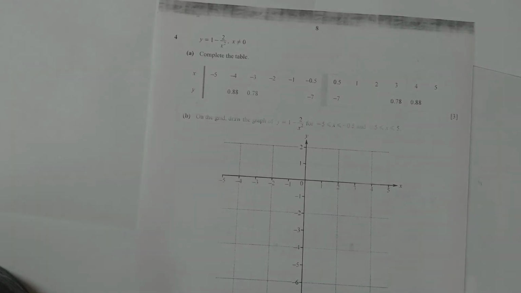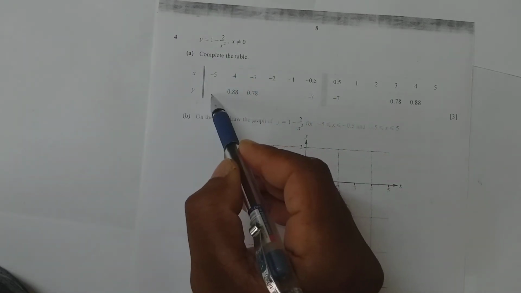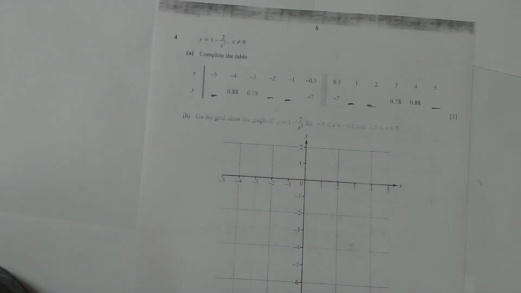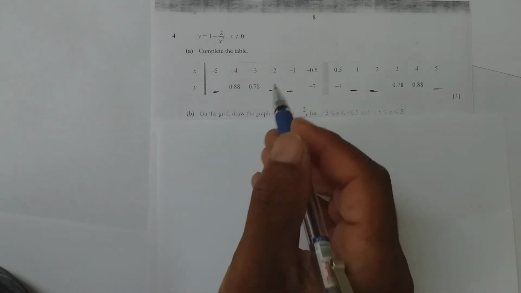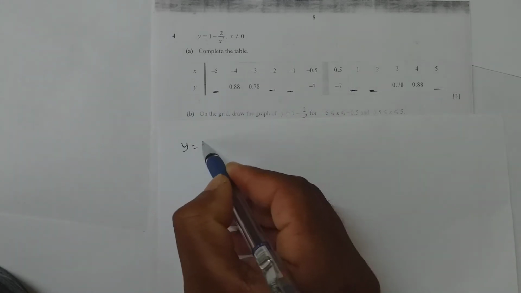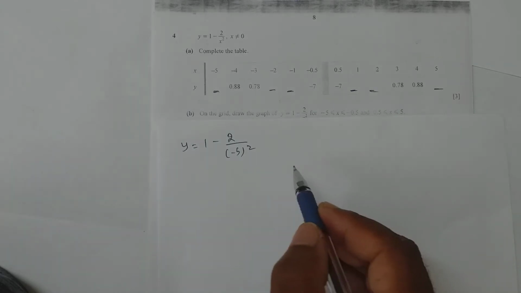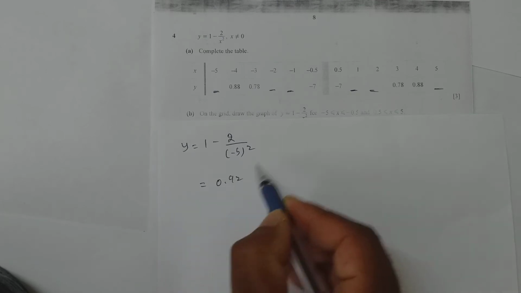Okay, next sum. Y equals 1 minus 2 by x square. Complete the table. The value is missing here, here, here, here and here and here. So to get the value here, I need to replace x by minus 5. So y equals 1 minus 2 by minus 5 whole square. So I get the value to be 0.92.